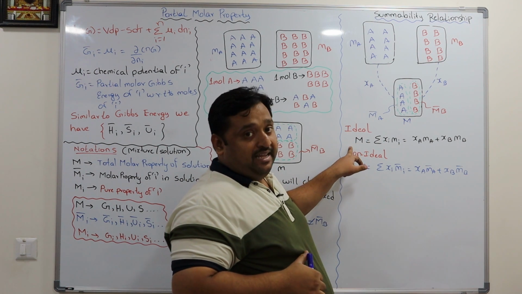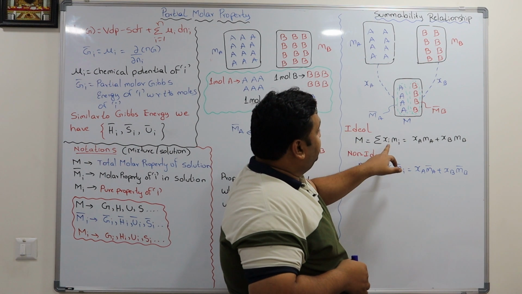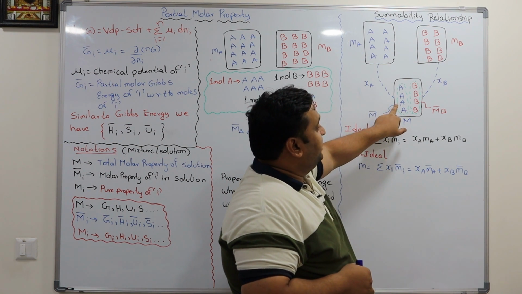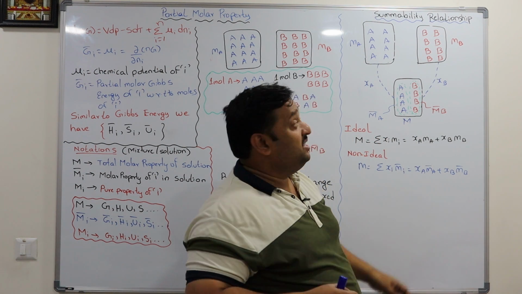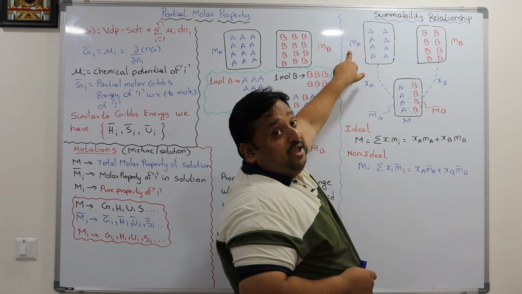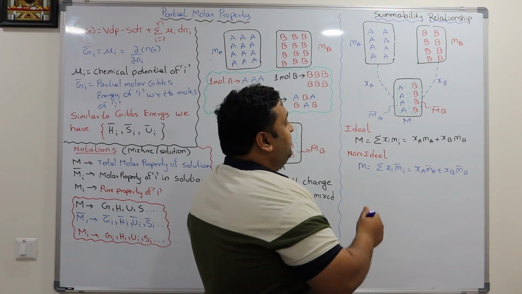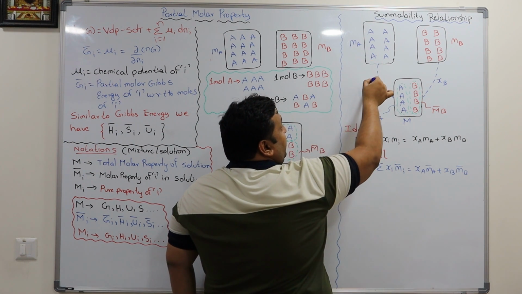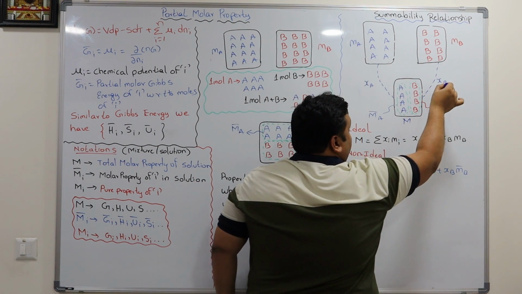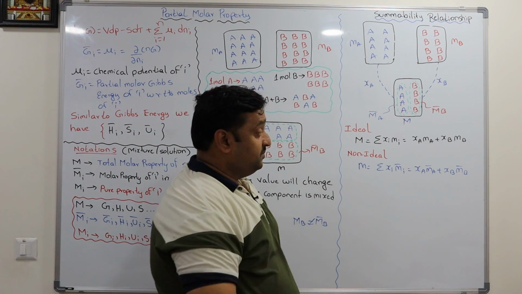M in the ideal case is sigma xi Mi. That means xA is nothing but the fraction of A that is mixed, xB is the fraction of B that is mixed. What is mixed? The property is mixed. Ma, it could be Gibbs energy, enthalpy, entropy, anything. Then the total property of the mixture is Ma xA plus Mb xB. That becomes the total property of this mixture.